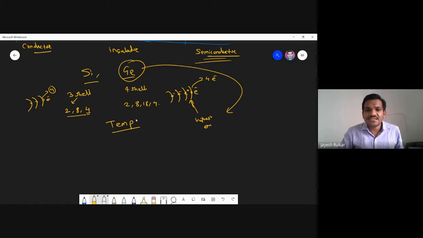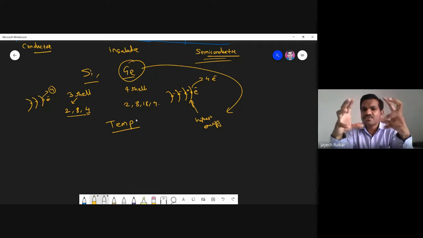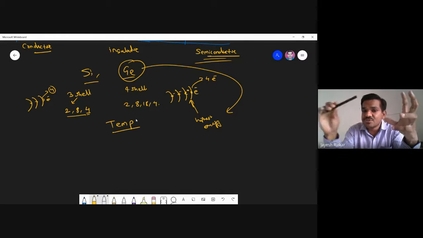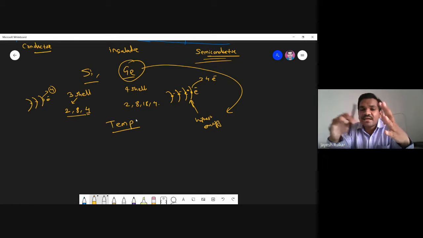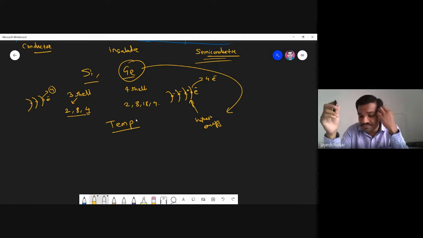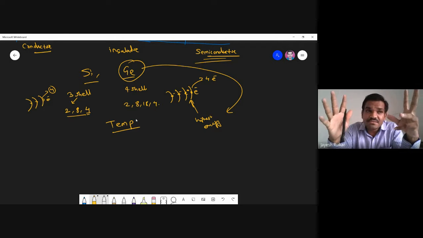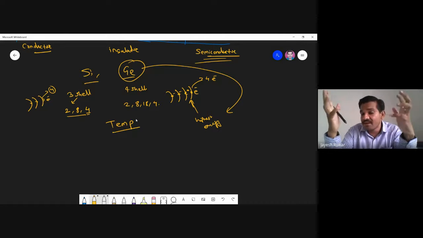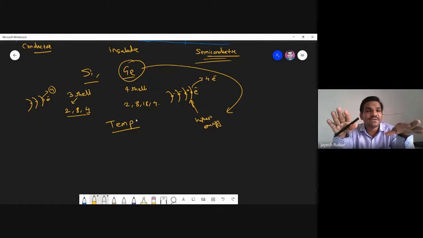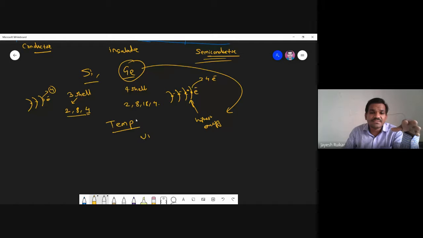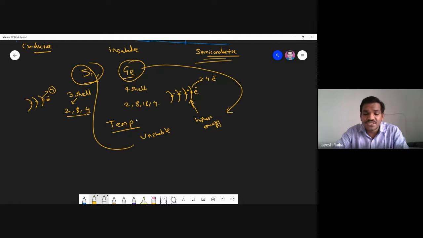Now if you talk about this germanium atom, this shell contains the highest energy level. So if we give a small amount of temperature, the electrons in the outermost shell start breaking their covalent bonds and start moving. So germanium becomes unstable if we compare silicon and germanium. At small temperature germanium starts breaking its covalent bonds, so it becomes unstable. That's why silicon is the material mostly used in semiconductors.